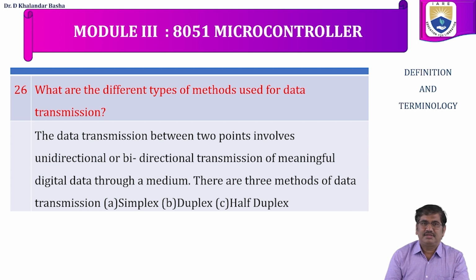Whereas in duplex, the data transmission takes place from sender 1 to sender 2 as well as from sender 2 to sender 1. At what time this data transmission takes place in both directions differentiates full duplex and half duplex. In full duplex, the transmission and receiving of data take place simultaneously. Whereas in half duplex, either the transmission of data or the receiving of data takes place at a time.